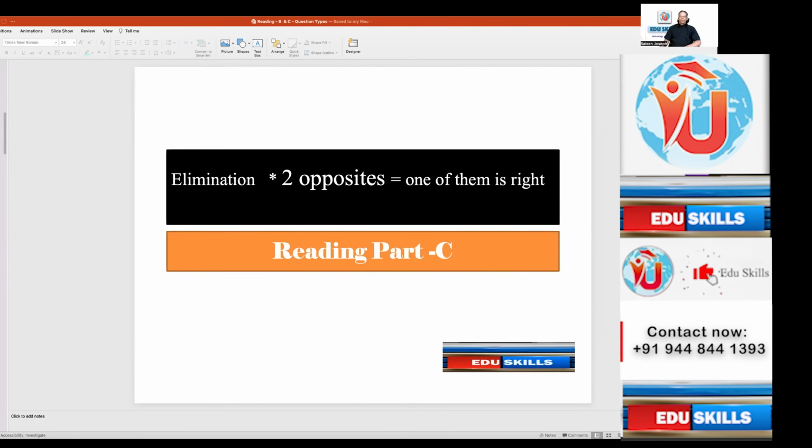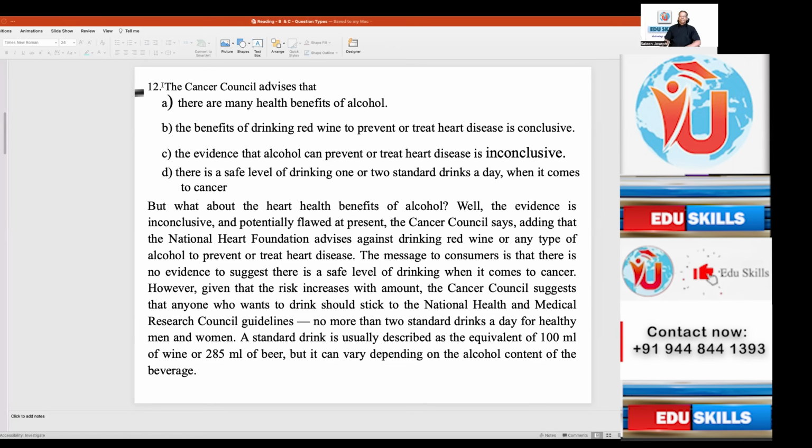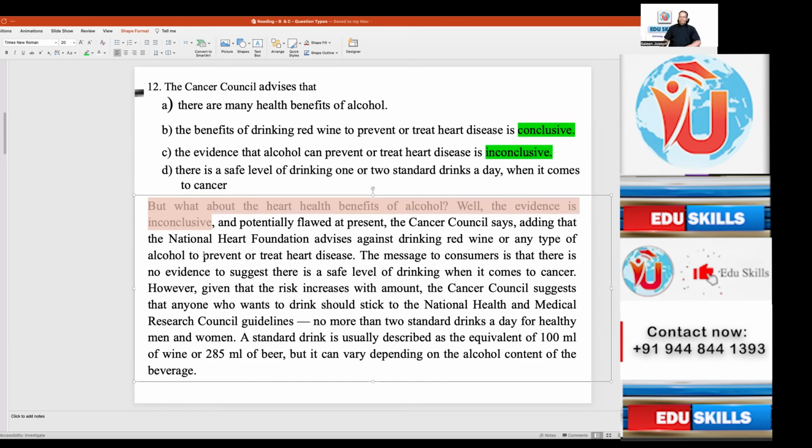Reading part C. Let's see one more example. Okay, let's listen. A. There are many health benefits of alcohol. B. The benefits of drinking red wine to prevent or treat heart disease is conclusive. C. The evidence that alcohol can prevent or treat heart disease is inconclusive. D. There is a safe level of drinking 1 or 2 standard drinks a day when it comes to cancer. Do you have any opposites here? B and C. Conclusive and inconclusive.